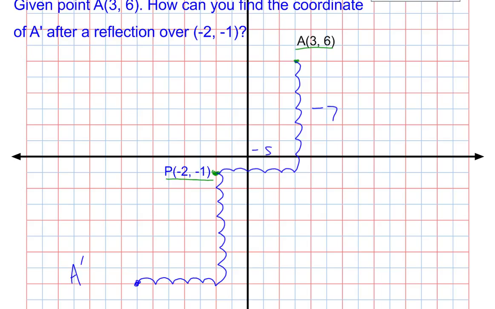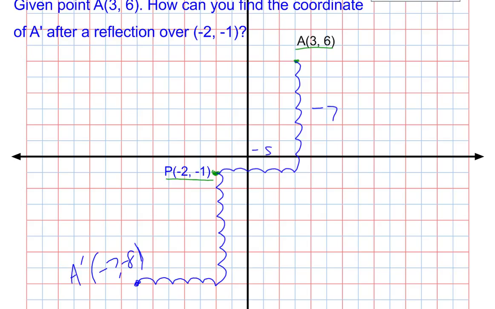And what is this coordinate? So 1, 2, 3, 4, 5, 6, 7. That's -7, and then 2, 4, 6, 8. So that again is -7, -8. That is the coordinate of A prime. That's another way of thinking about it. And the reason this works is as follows.